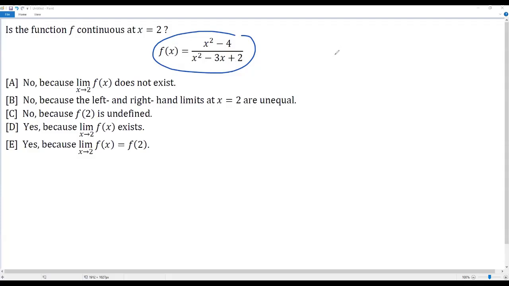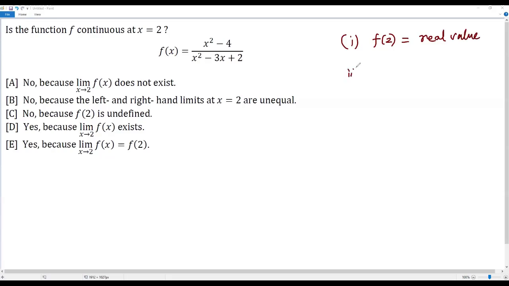Okay, so we have three conditions to check whether a function is continuous at a particular value of x. First, let me explain the conditions, using this problem itself. We have to verify whether f of x is continuous at x equals 2. For that, I have to plug in x equals 2 into the given function. When I do so, I'll get f of 2. The result of f of 2 must be a real value. So this is the first condition.